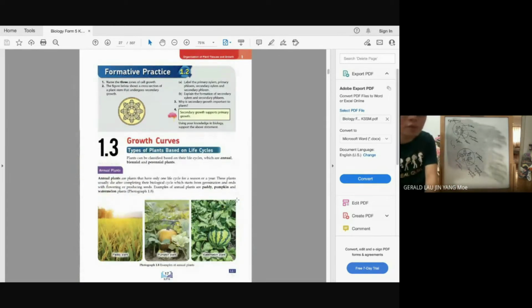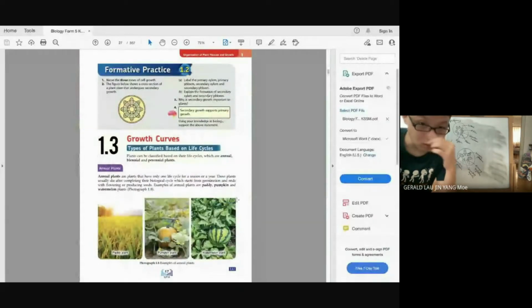Okay, growth curve. Now we have a few types of growth curve in our syllabus. There will be three: annual, biennial, and also perennial. So annual means every year it will grow once, that means every year from its germination stage to its death phase. Plants can be classified based on their life cycles, which are annual, biennial, and perennial plants.